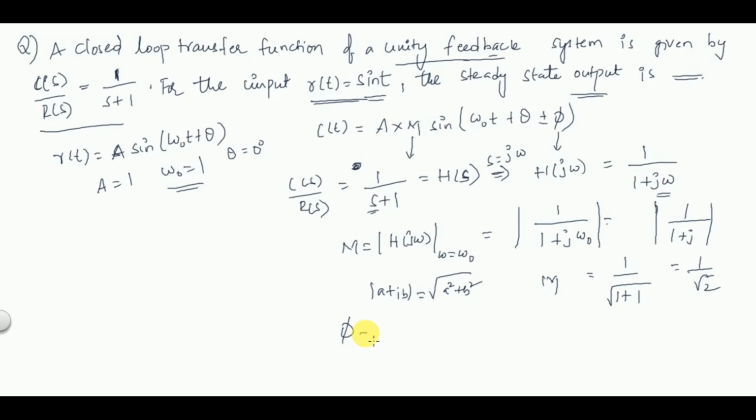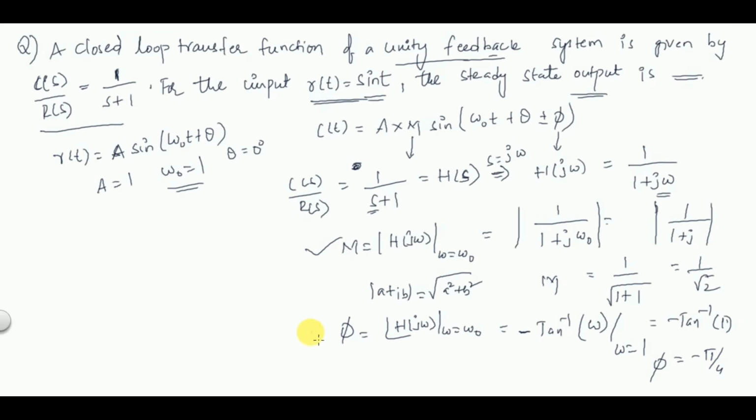And phi, what I have told you, phi is equal to the angle of H of j omega at omega equal to omega naught. So the angle of H of j omega, since it is in the denominator, we will write minus tan inverse of imaginary part. Imaginary part is omega divided by real part 1, so omega by 1 is omega. At omega equal to omega naught, omega naught value is 1. So it is minus tan inverse of 1, so it is minus pi by 4. So this is phi.